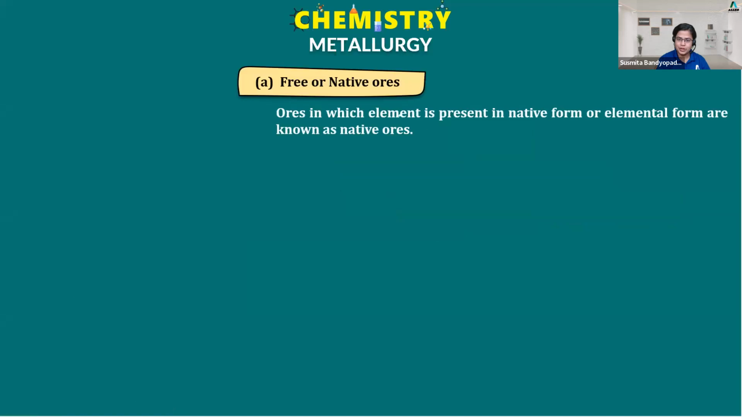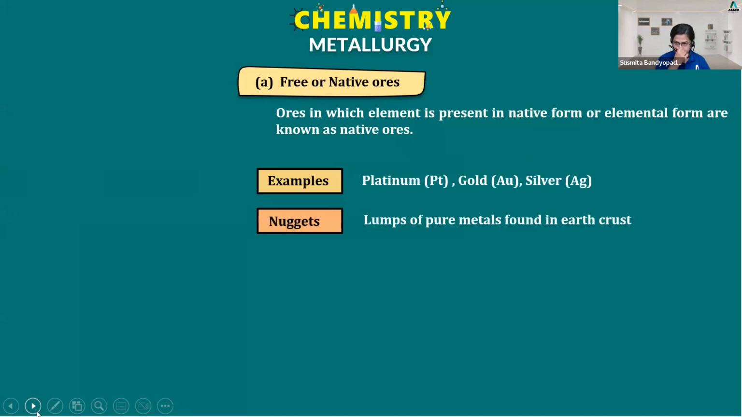Ore in which the element is present in the native form or the elemental form is known as a native ore. Definitely, I'm talking about the less reactive metals like silver, gold, platinum. Though silver, many times, is present in the combined state also. So silver is present in the native state as well as in the combined state. Gold and platinum, mostly they are native metals. Okay.